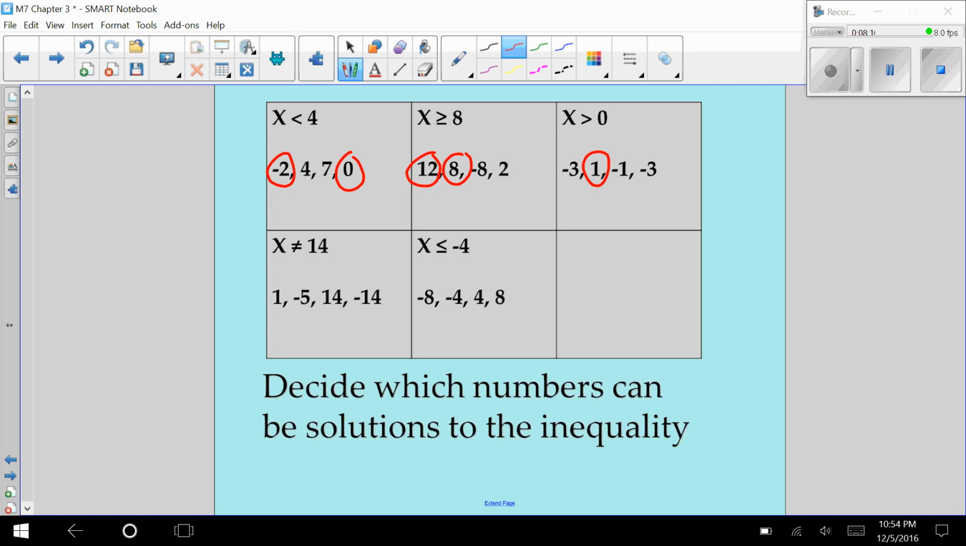x does not equal 14. 1, -5, and -14 all work. And x is less than or equal to -4. -8, -4 are the ones that work.